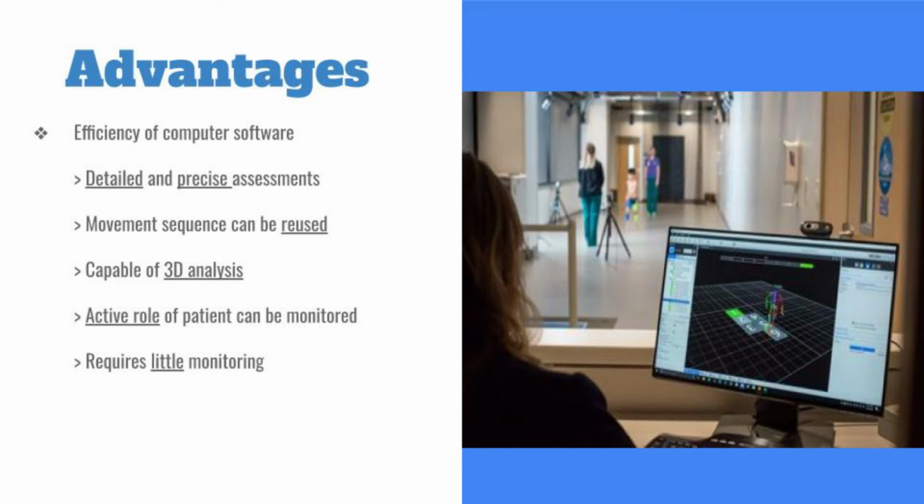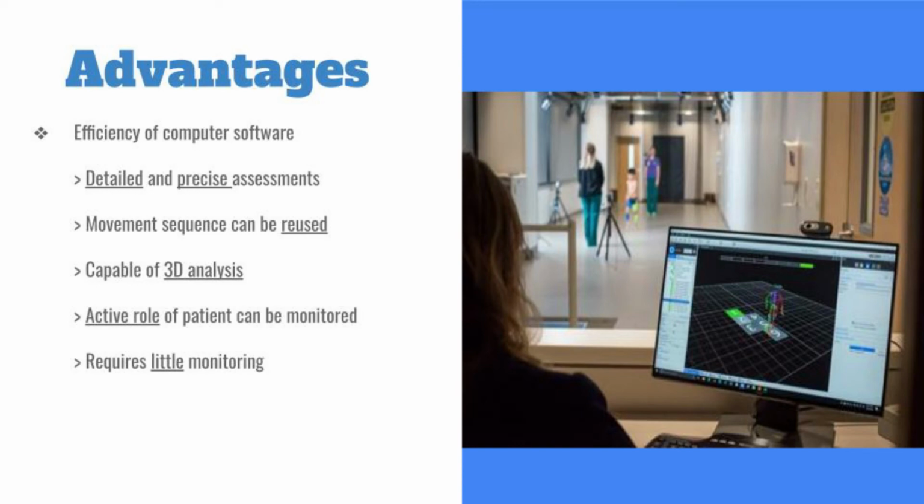Now, what are the advantages of the use of motion analysis? Using motion analysis is definitely more precise than manually assessing body movements using the human eye. Since it is a computer software, it is capable of providing detailed and precise assessments. Motion analysis makes use of cameras to capture the movement sequence. Thus, the sequence can be used multiple times instead of requesting the patient to repeat the motion.